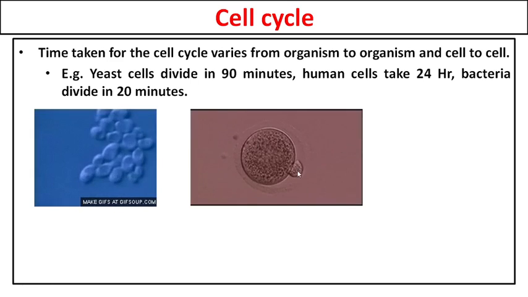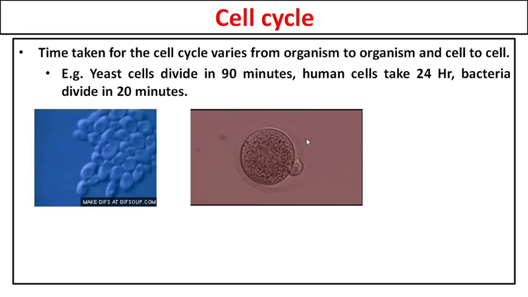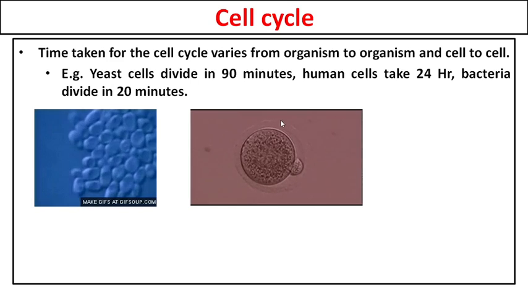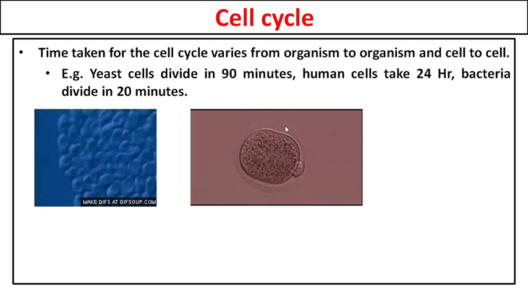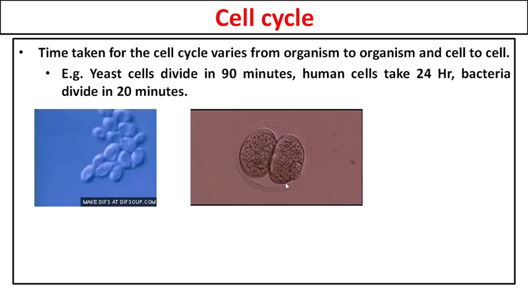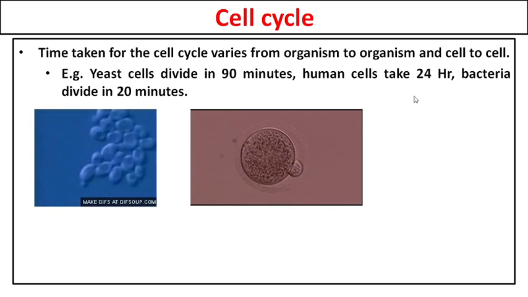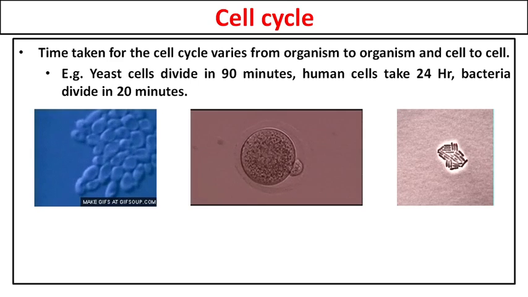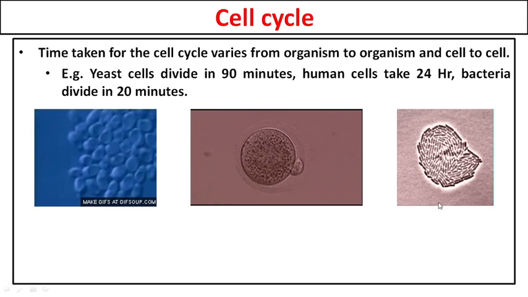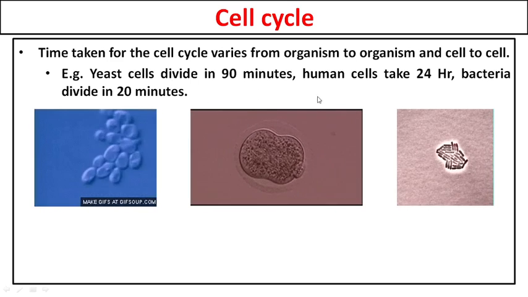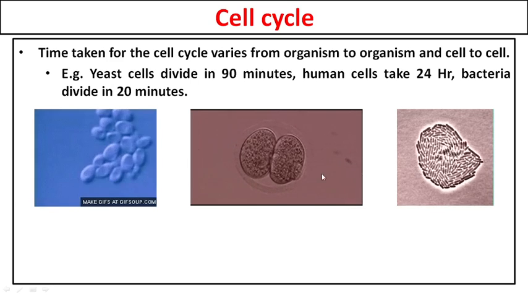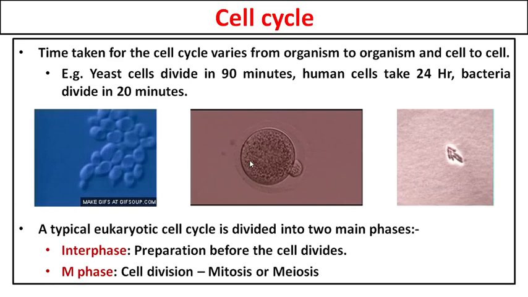This is for a human cell, especially in the case of a zygote. You will see there will be this one cell, and it will start getting divided into two. Just wait for it, it takes 24 hours. See, now you have two cells. Bacteria, like E. coli, can divide in 20 minutes. That is, every 20 minutes you have double the bacteria. So this shows how variable this cell cycle can be.